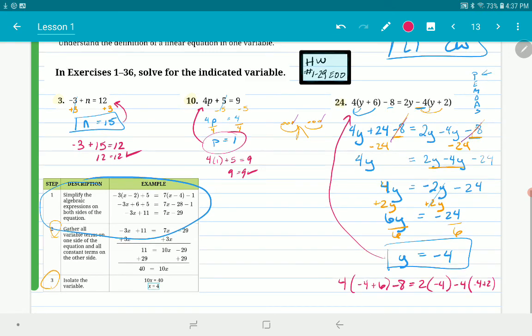All right, and then checking this, I get 4 times negative 4 plus 6 gives me positive 2, minus 8. And on the right, I have 2 times negative 4 is a negative 8. And then I have minus 4 times negative 4 plus 2 gives me a negative 2. So that's minus 8 plus 8. So on the right, I have a 0, and on the left, I have a 0, and those are equal. So that's how I can check that.